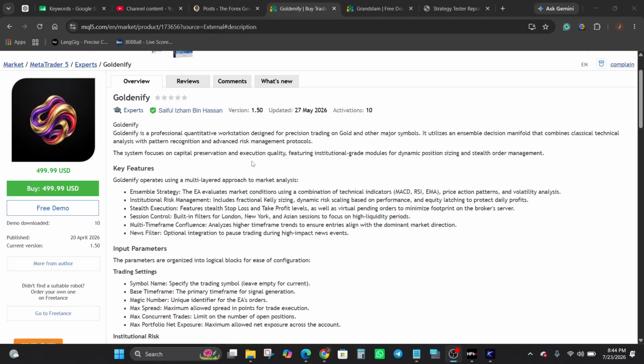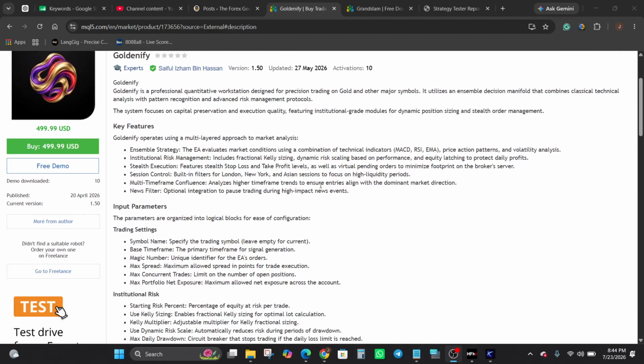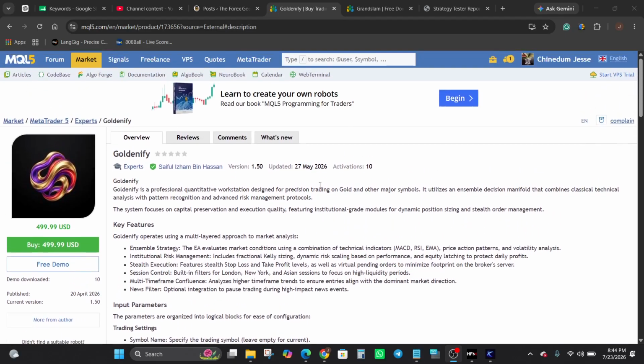Now, before we walk through the features and strategy tester data, let me clarify platform compatibility right away. According to the developer recommendations on the listing, Goldenify is built exclusively for MetaTrader 5. It is strictly an MT5 expert advisor. So if you're trading on MT4, keep in mind that this specific build is designed solely for the MT5 environment.